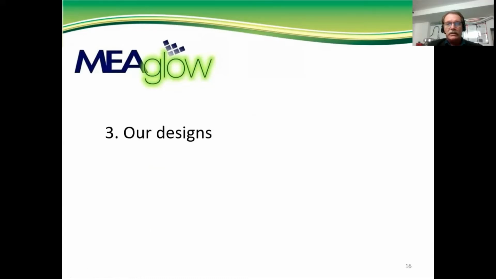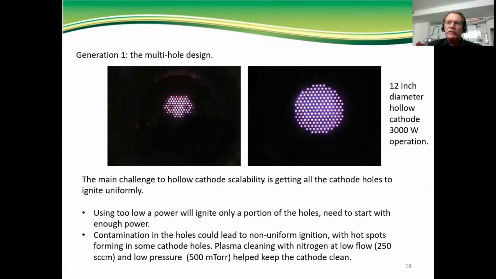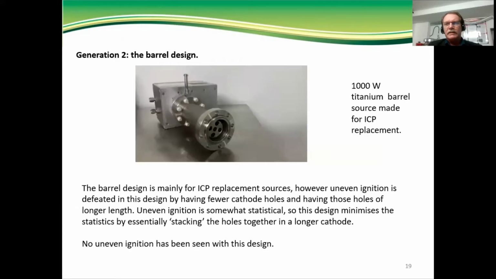And that comes back to some of our designs. In our first design, our generation 1 design, we were just using a whole lot of holes. But the problem with this sort of source was that if the holes had any contamination in them, or if you were outside the optimum pressure range, then you got uneven striking of the holes. And that was very hard to deal with. We had to limit the pressure range in which we operated quite severely. And also we had to clean the holes quite regularly, plasma cleaning between runs to make sure that they didn't get any buildup in them. So that was a non-ideal situation.